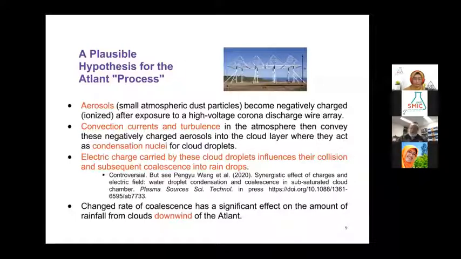Now, this is a controversial assumption and one that many atmospheric physicists probably would not agree with or say would be impossible. But recent research coming out of China has indicated that maybe our models for what's going on perhaps need modification. So I'll give a reference there to Wang et al. in 2020. In any case, the change in the rate of coalescence has a significant effect on the amount of rainfall from clouds that are downwind of the Atlant mechanism.